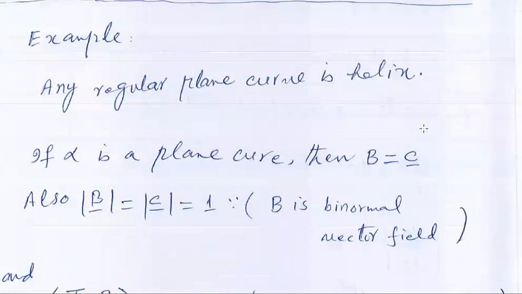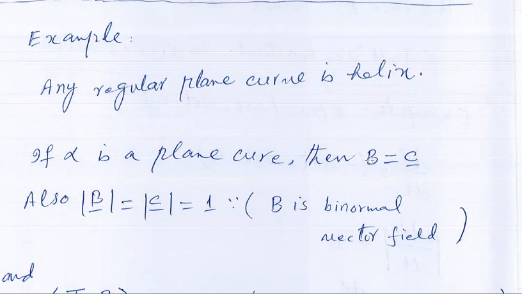Here is another example. Any regular plane curve is helix. About plane curves, we have already found that torsion is 0. If alpha of s is a plane curve, then torsion is equal to 0, and if torsion is 0, b is equal to constant.